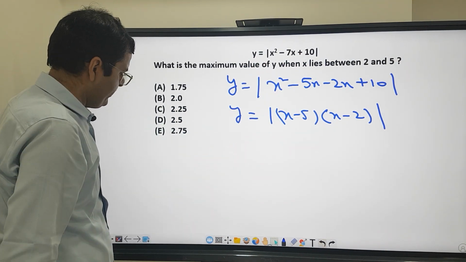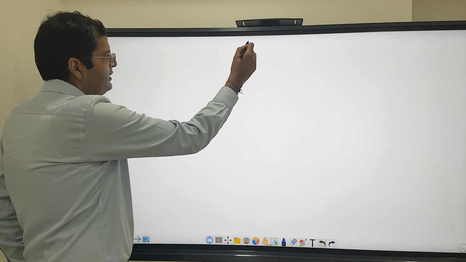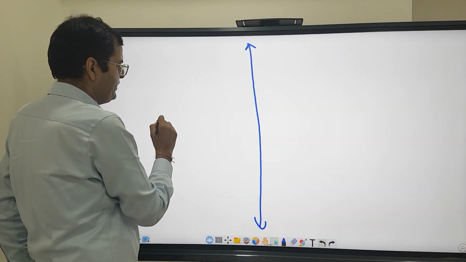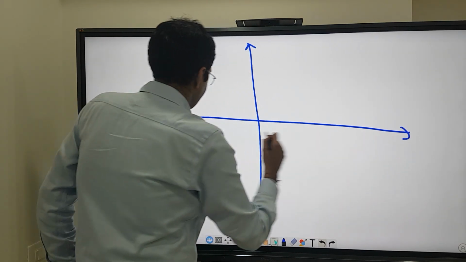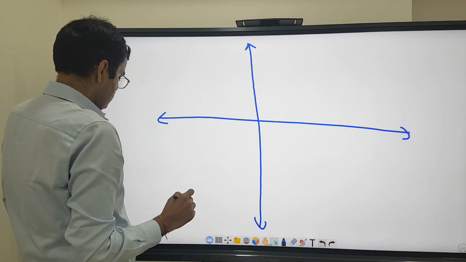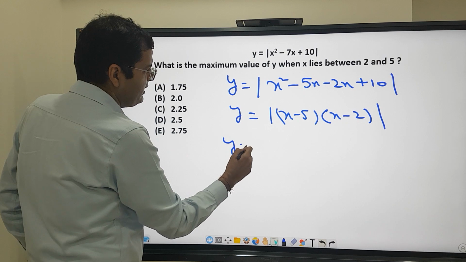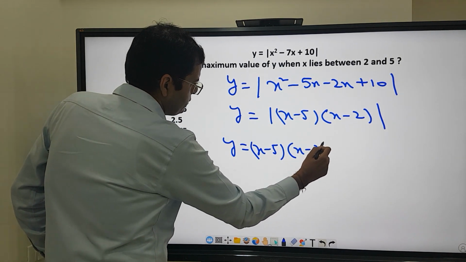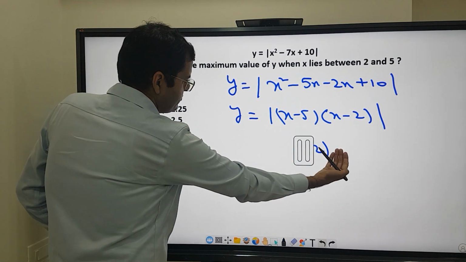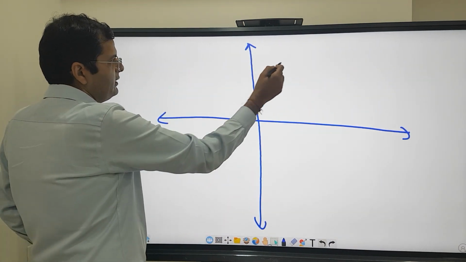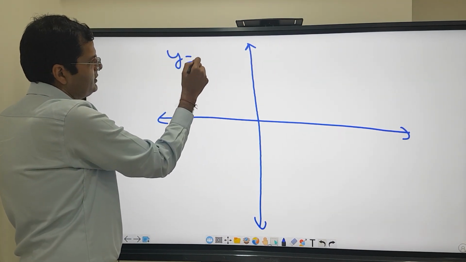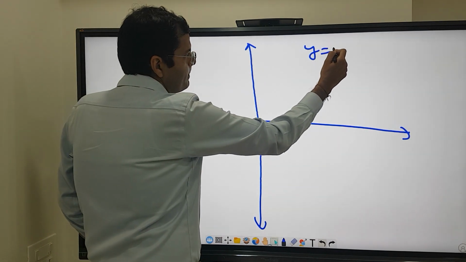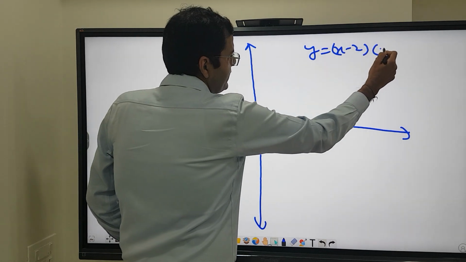Now this is an absolute value thing. What I will do is draw a graph of this absolute value quadratic. Let us go one by one step over here. I'll first draw the graph of y is equal to (x minus 5) into (x minus 2), that is, (x minus 2) times (x minus 5).